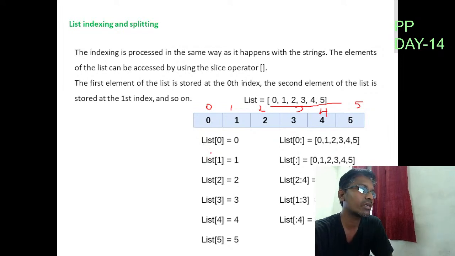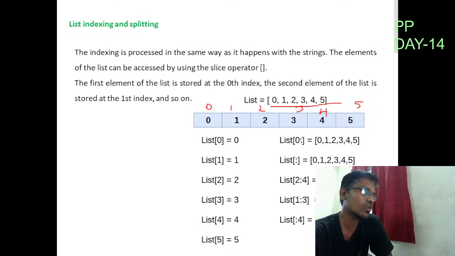So now I will use square brackets for accessing an individual value. List followed by 0. Then I got the output 0 only, and list of 1 is equal to 1, list of 2 is equal to 2, list of 3 is equal to 3 only, list of 4 is equal to 4, and list of 5 is equal to 5. And next one is the slicing operator.